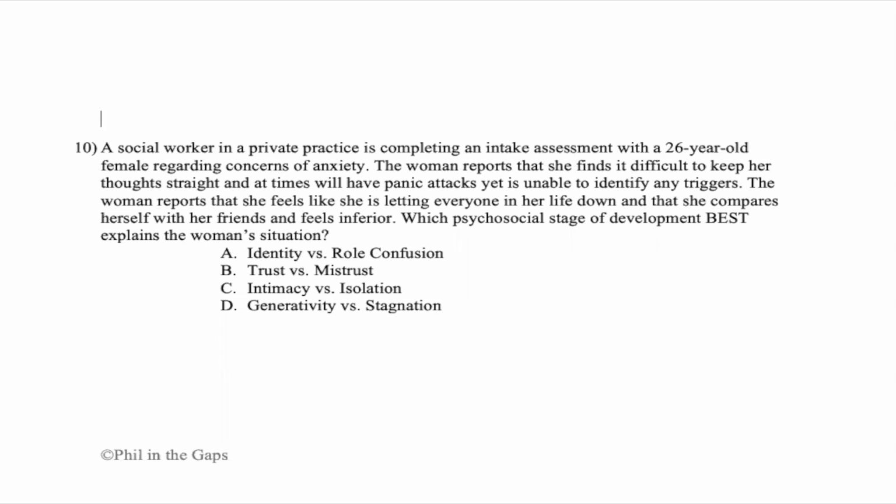A. Identity versus role confusion. B. Trust versus mistrust. C. Intimacy versus isolation. D. Generativity versus stagnation. And when you have your answer, type one thing that you learned from the session tonight in the chat.